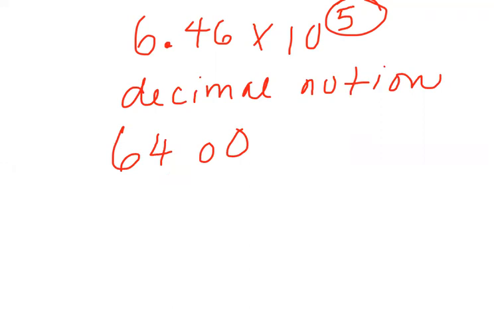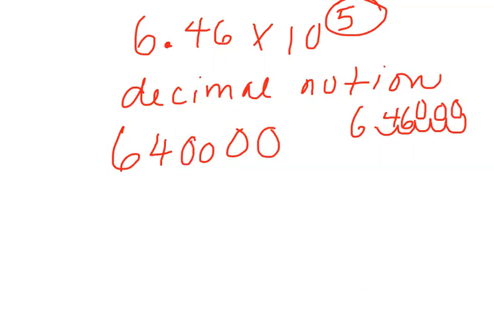Here, let me write it out for you guys so you can see. Okay, 6.46, I'm gonna move it 1, 2, 3, 4, 5. Fill in zeros for all those missing place values, okay? So fill in the 0 for the missing place values, and then guys, this is what you end up with, 640,000. 640,000, okay? So that's decimal notation. So you have to be able to switch back and forth between scientific notation and decimal notation. So any questions about this one, guys?